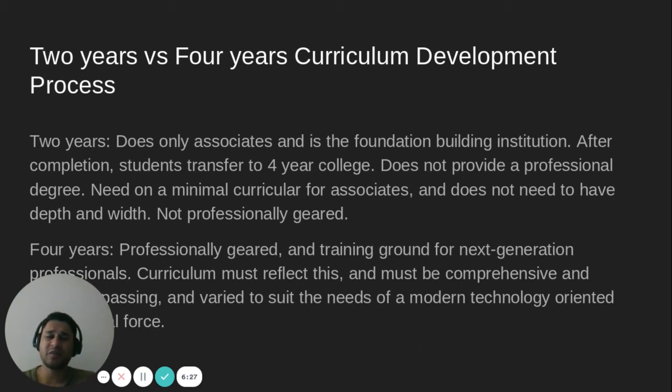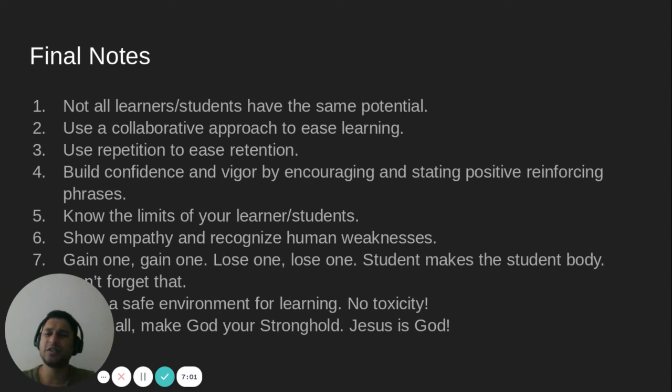Curriculum must reflect this and must be comprehensive, all-encompassing and varied to suit the needs of the modern technology-oriented professional workforce. So you have to keep that in mind. For example, a two year community college might provide pre-engineering classes, while a four year college would provide the actual engineering degree.